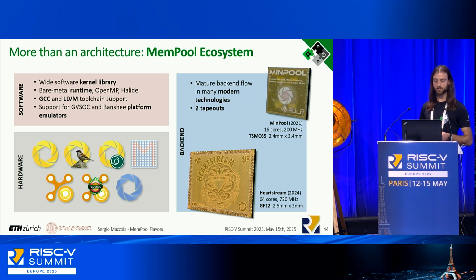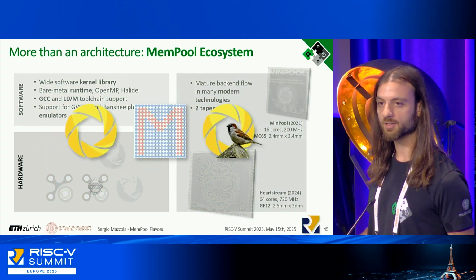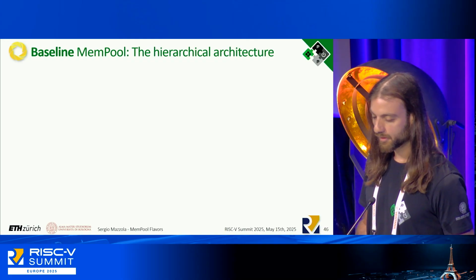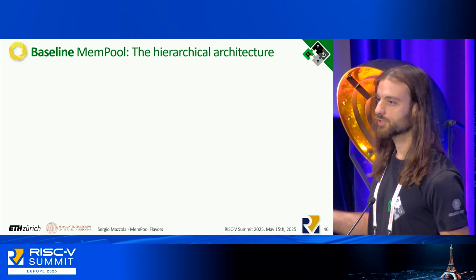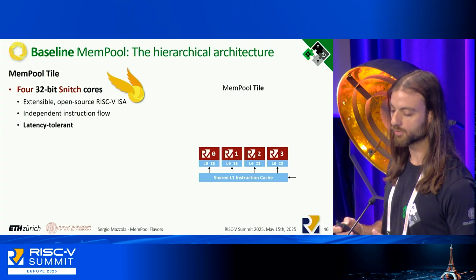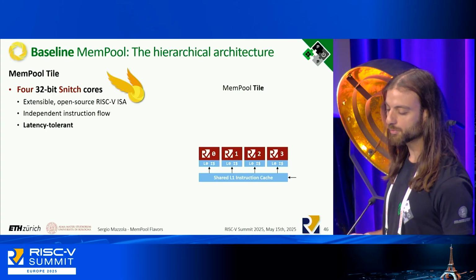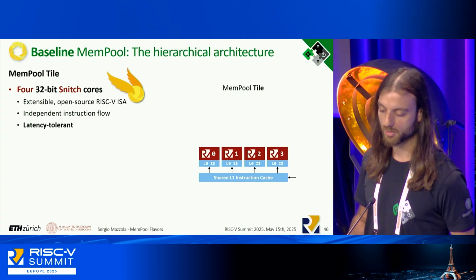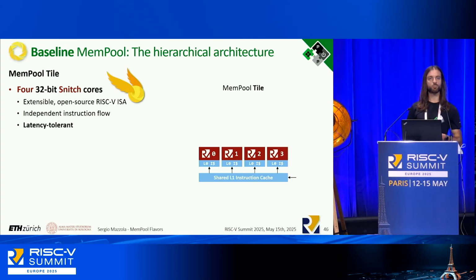But today, I want to dive with you into the architecture of 3 architectural flavors of MemPool: the baseline, the systolic, and the vectorial one. So let's check out baseline MemPool. MemPool can scale to hundreds of cores thanks to the hierarchical architecture it has. And it is based on the unit of repetition of the MemPool tile. A MemPool tile contains 4 RISC-V cores. These cores are 32-bit Snitch cores, which is a very lean and small area occupation core, fully open source, of course. And it's very modular and easily extensible with other ISA extensions.